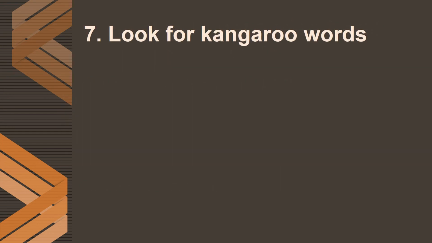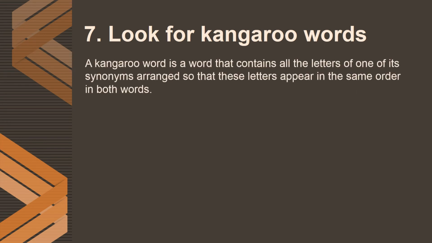Now, lethargy means lack of energy and enthusiasm. The next tip is to look for kangaroo words. A kangaroo word is a word that contains all the letters of one of its synonyms arranged so that these letters appear in the same order in both words. Now, this synonym is called a joey word.